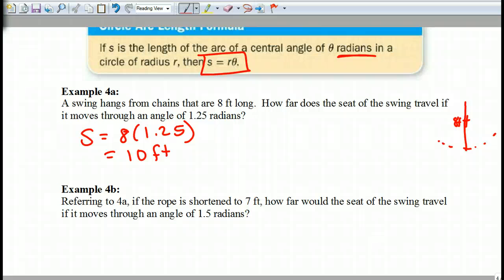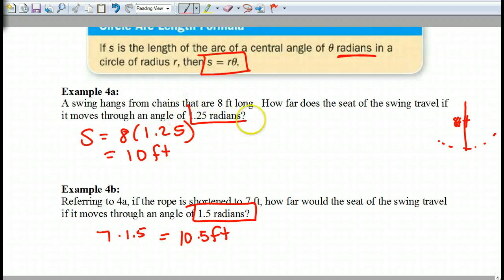Okay, so referring to 4A, if the rope is shortened to 7 feet, how far would it swing? Yep, 7 times 1.5, and you end up with 10.5 feet. Why did it get longer? Because they are using a bigger angle. See this? 1.5 versus 1.25.